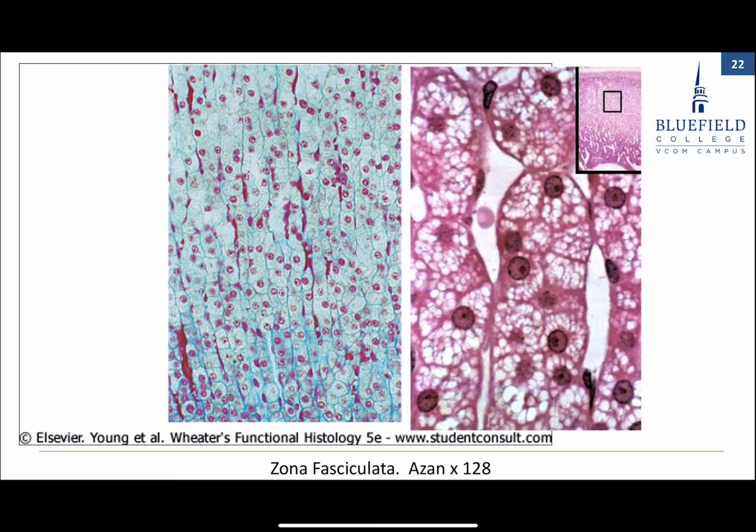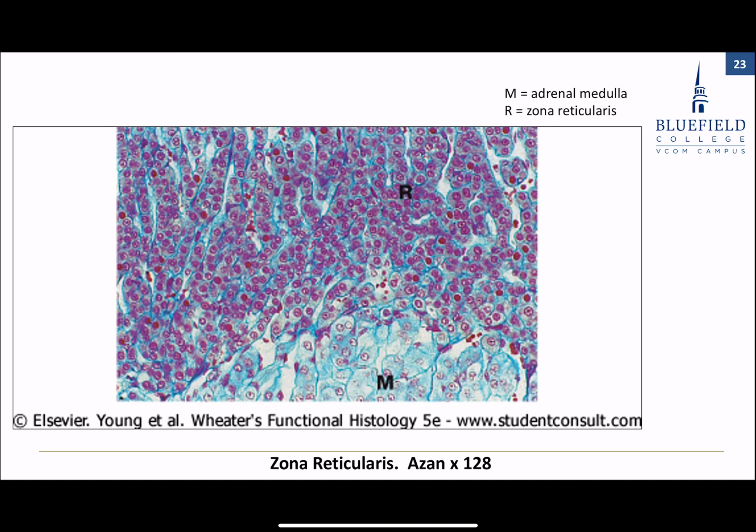The deepest zone to talk about here is our zona reticularis, and what we see in here is reticularis, and we're seeing a little bit of the medulla down below here. This light blue down here is medulla.